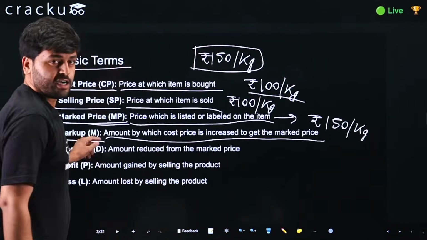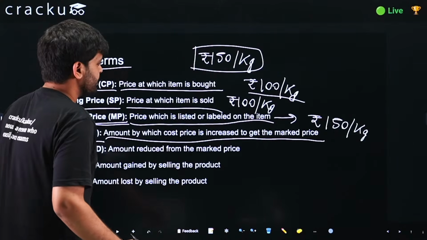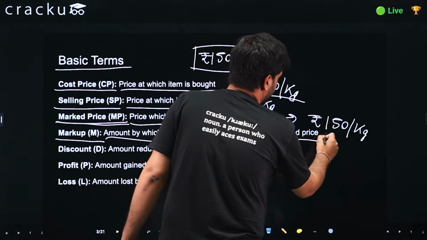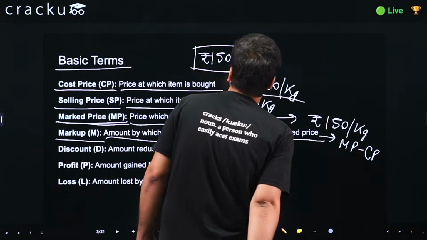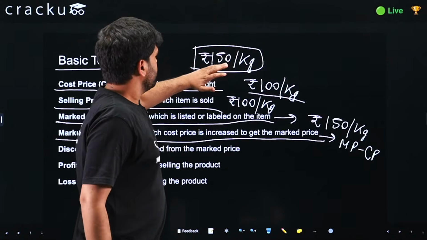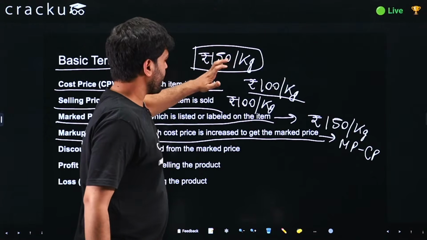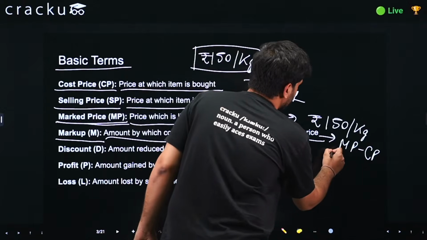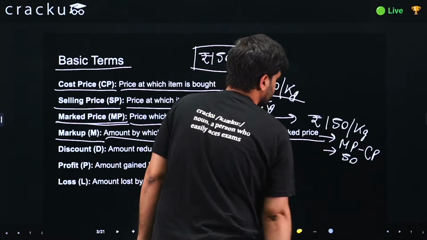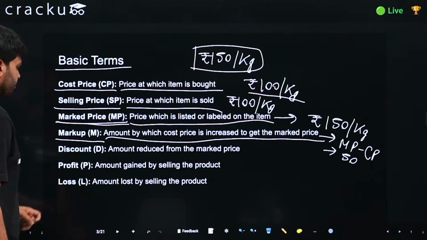And what would be my markup? It would be basically marked price MP minus cost price CP. So in our case, it would be 150 is what I labeled on the mangoes, and I bought them at 100 rupees per kg. So it would be 50 rupees per kg. Got it? This would be the markup.